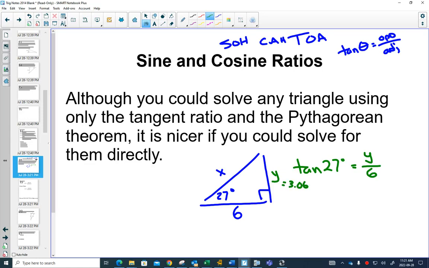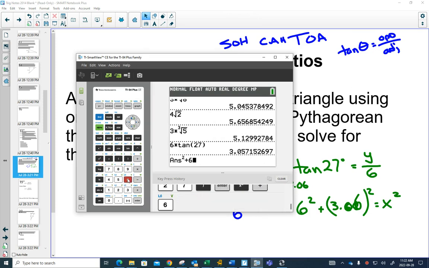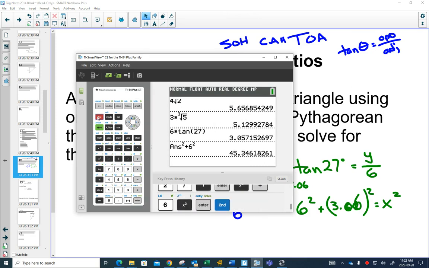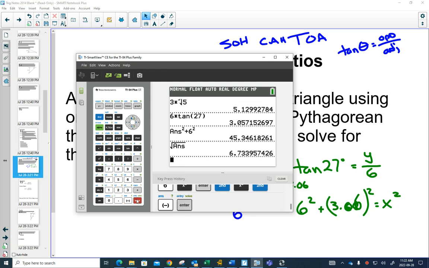And then do you see that if you had those two, you could find the third one by doing a squared plus b squared equals c squared? So if I did 6 squared plus 3.06, wow, that's terrible looking, squared, that would equal x squared. And if I do that on my calculator, 3.057 squared plus 6 squared equals, and I square root my answer. Again, notice that I used answers throughout, so I didn't round early. I would find out that x is 6.73.